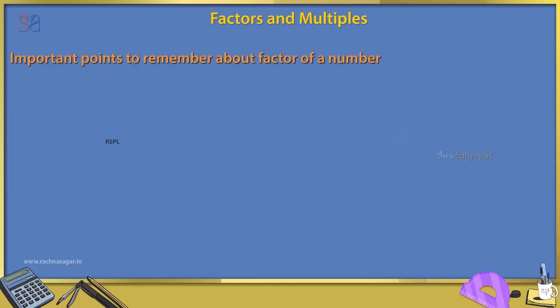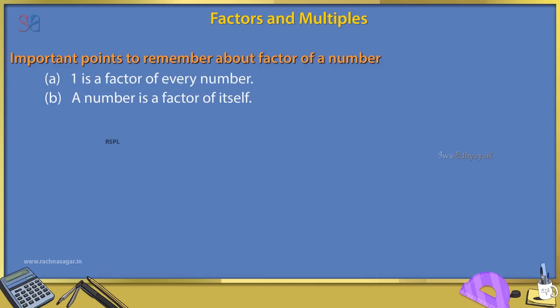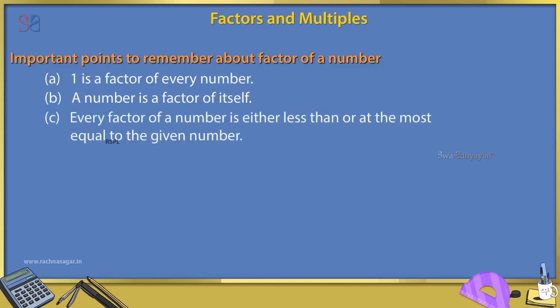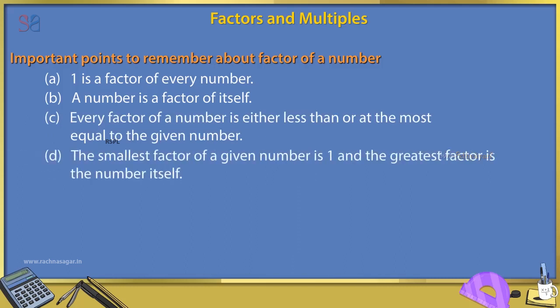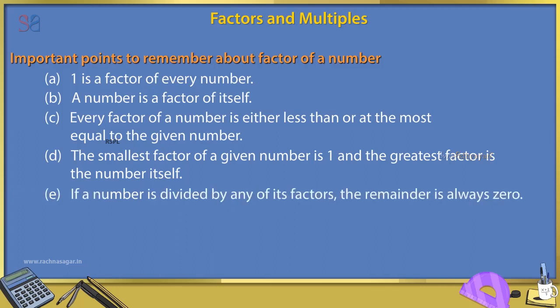Important points to remember about factors of a number. A. 1 is a factor of every number. B. A number is a factor of itself. C. Every factor of a number is either less than or at the most equal to the given number. D. The smallest factor of a given number is 1 and the greatest factor is the number itself. E. If a number is divided by any of its factors, the remainder is always 0. F. The number of factors of a number is finite.